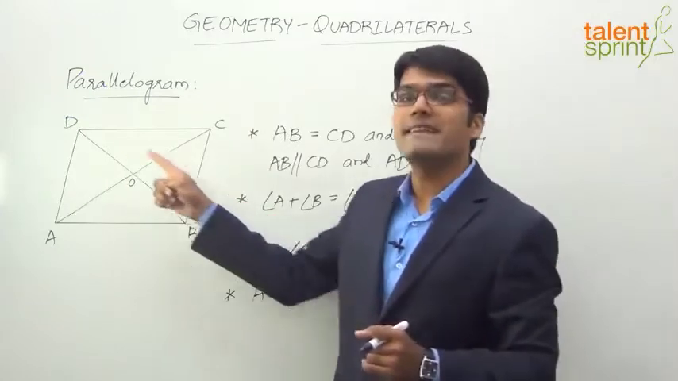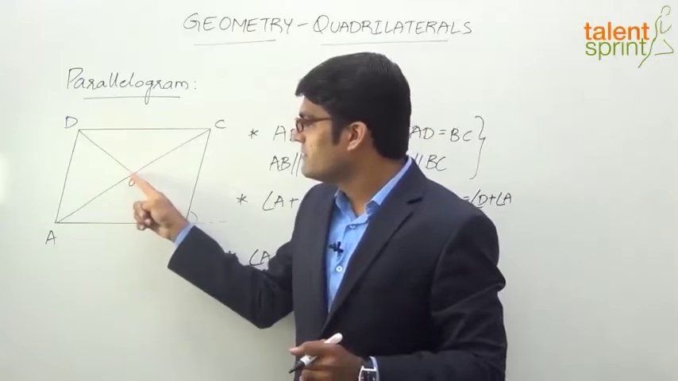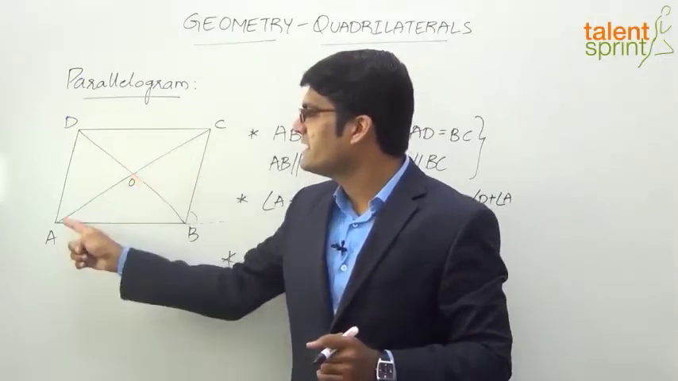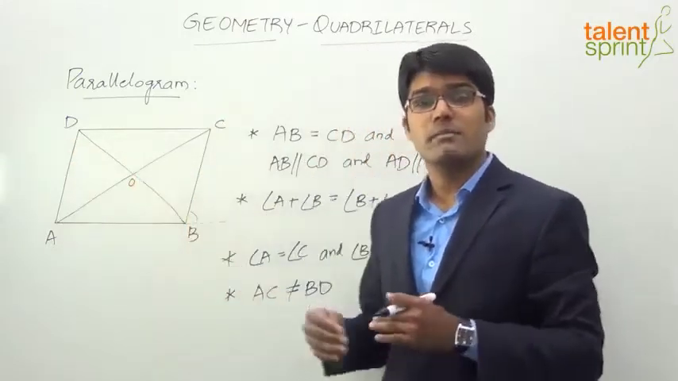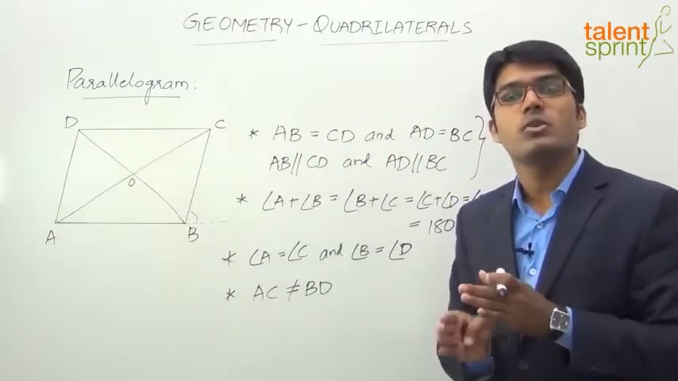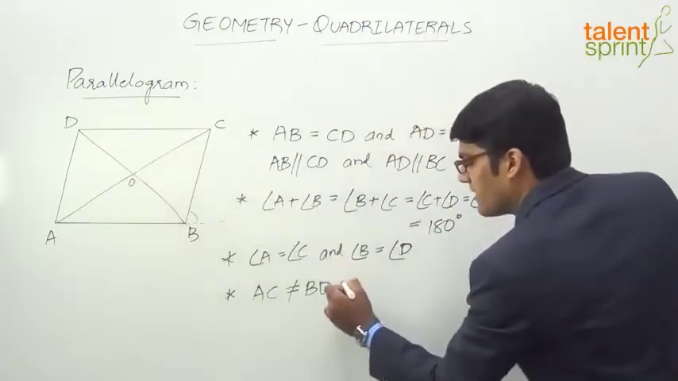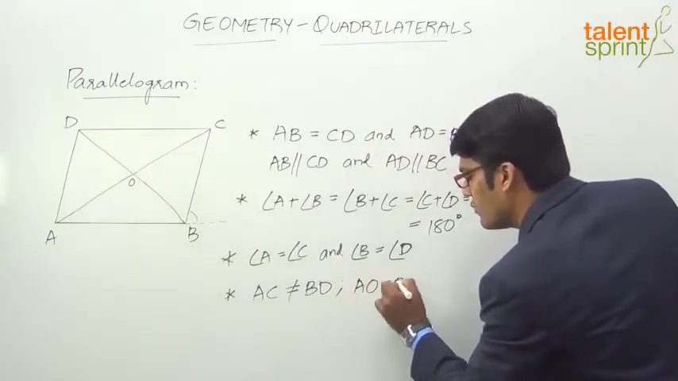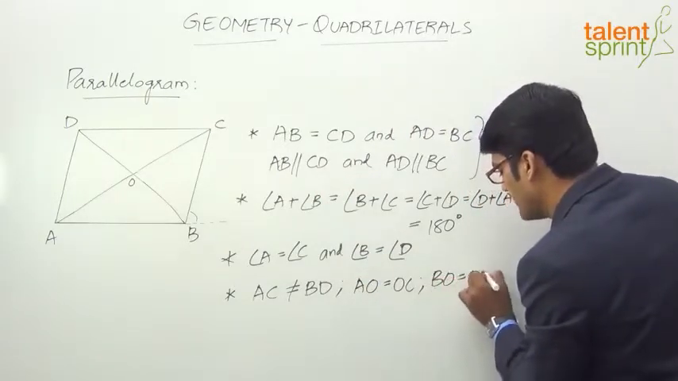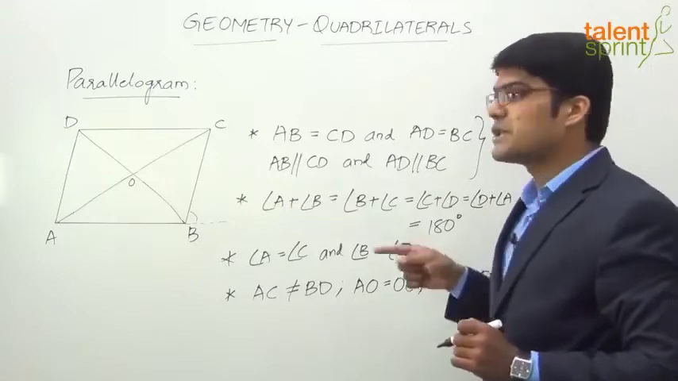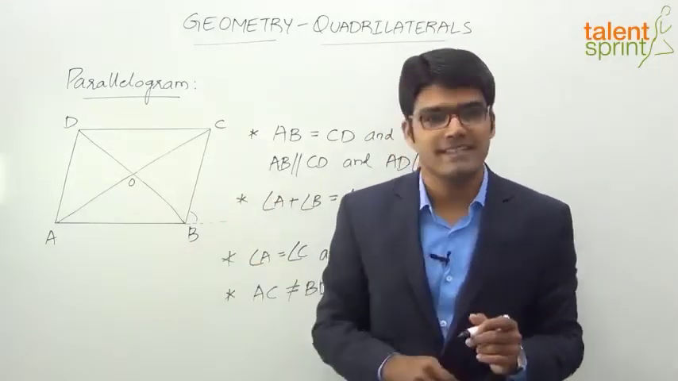The two diagonals bisect each other. That means the point of intersection O is bisecting the diagonal AC and it is also bisecting the diagonal BD. Now what do you mean by bisection here? It will divide it into two equal halves. So we can say AO is equal to OC and BO equals OD. So the point is, in case of a parallelogram, the diagonals are not equal, but they bisect each other.